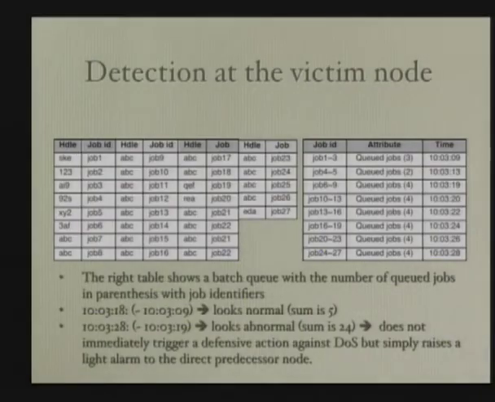Okay. There are two tables here. The left table is from the job flow-based strategies. The right one is from the grid node-based approaches, monitoring the resource consumption. Right? For every attribute in the right table, the number of queued jobs is specified in the parentheses there.